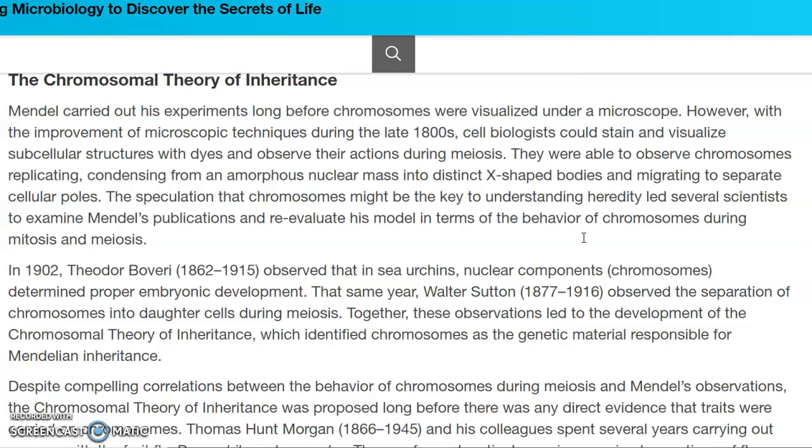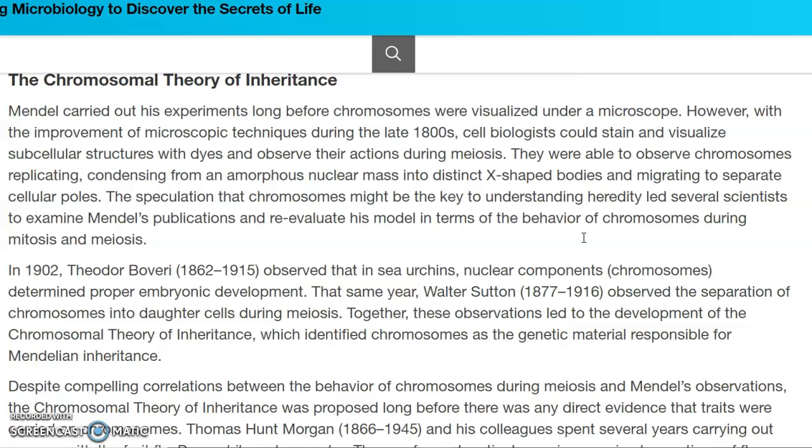During the late 1800s, going into the early 1900s, we were able to stain these nuclear structures and watch cells divide using the microscope, because we had developed more powerful microscopes. So in 1902, an individual by the name of Boveri observed these chromosomes, what we came to call chromosomes, in sea urchins. And that same year, another individual, Sutton, observed the separation of the chromosomes into daughter cells during meiosis.